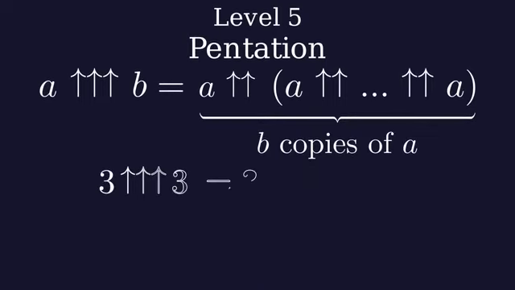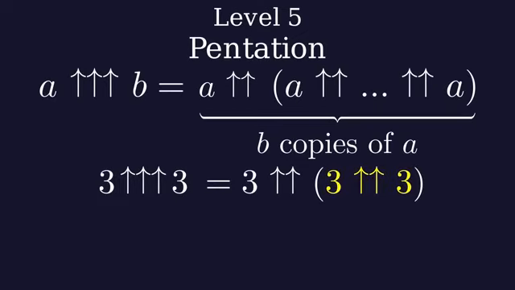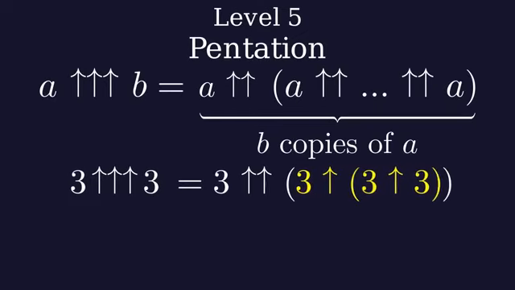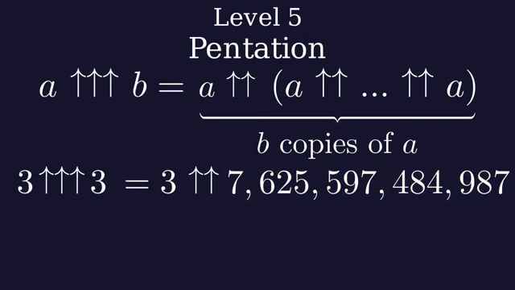3 pentated to 3 is equal to 3 tetrated to 3 tetrated to 3, and 3 tetrated to 3 is equal to 3 to the power of 3 to the power of 3, and that is equal to more than 7 trillion. And 3 tetrated to this number is a tower of 3s of height more than 7 trillion. This number is unimaginably massive.